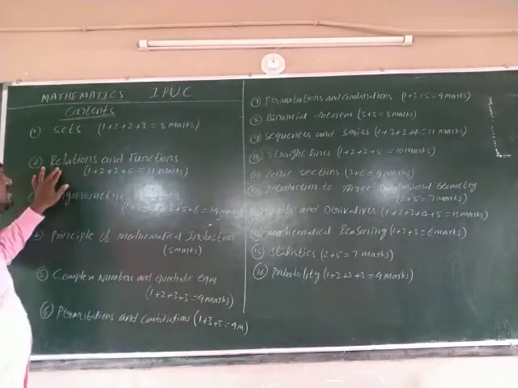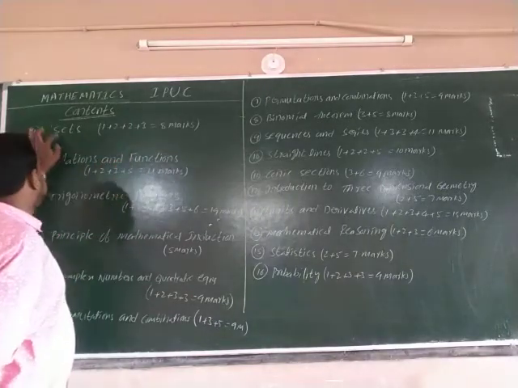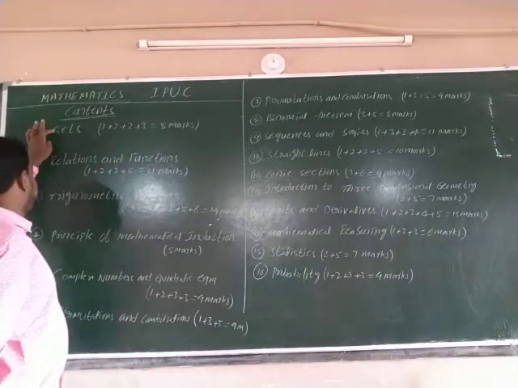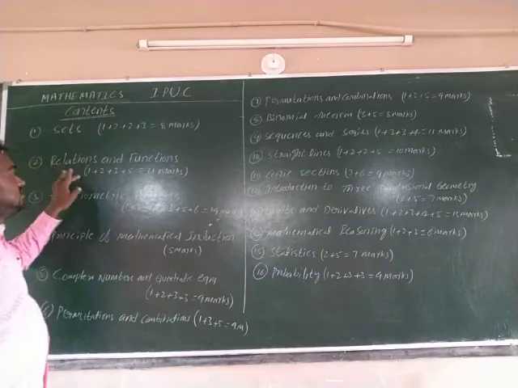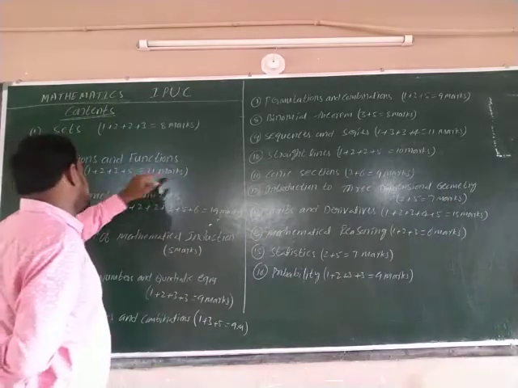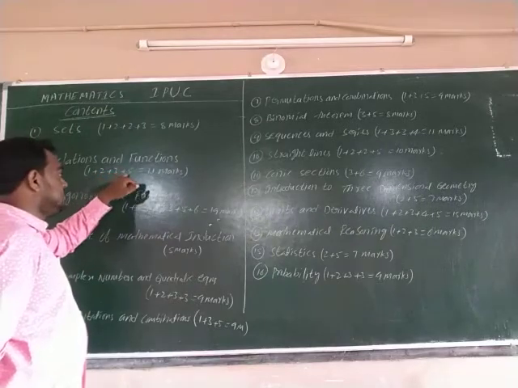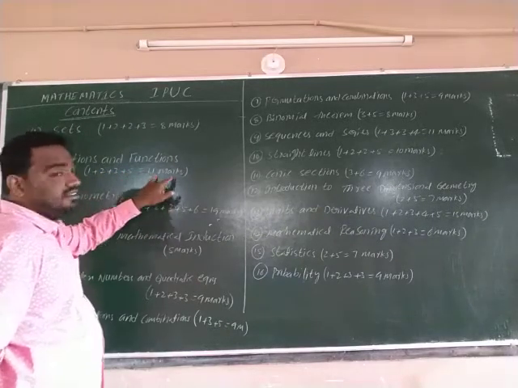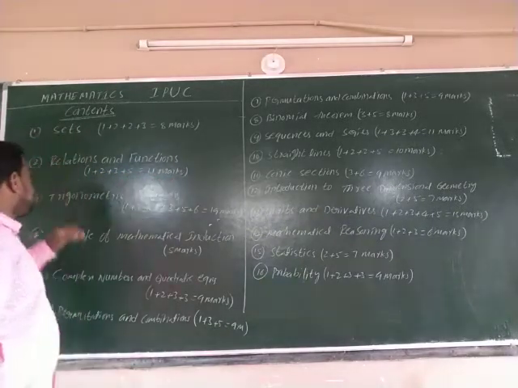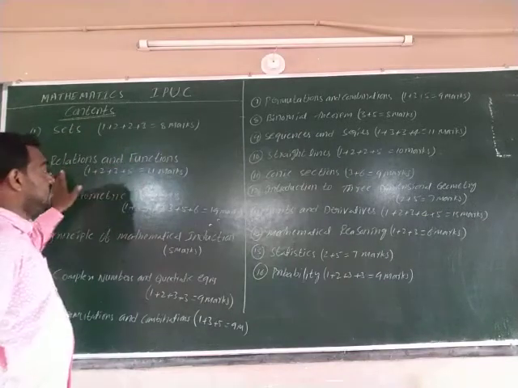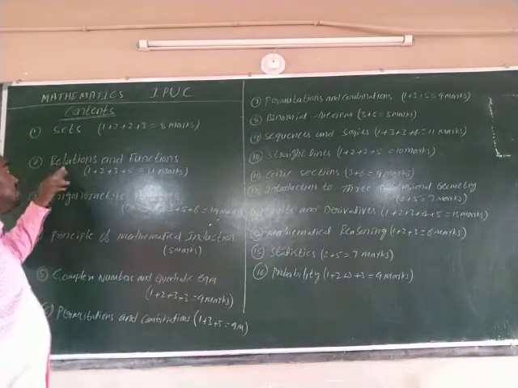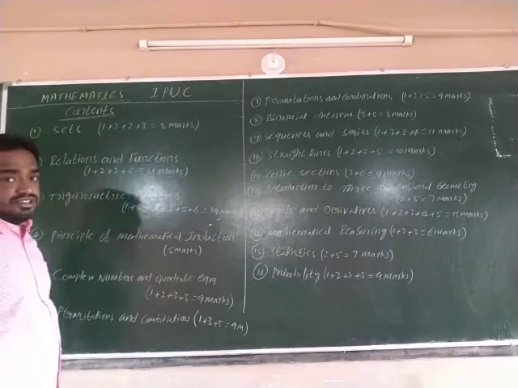Next, relations and functions. This chapter weightage is 11 marks. One 1 mark question, one 2 marks question, one 3 marks question, one 5 marks question. Total 11 marks. Relations and functions, this is important. In second PU also we have relations and functions.